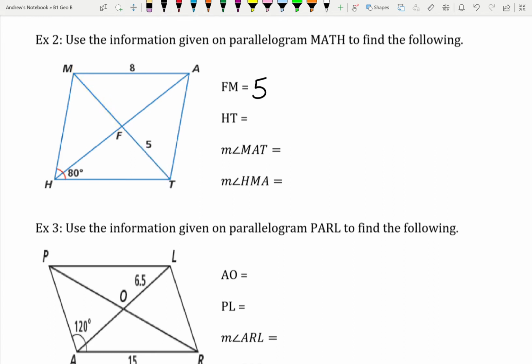Easy as pie. Huh? Get it? Because pi, like the math pi. Okay, whatever.